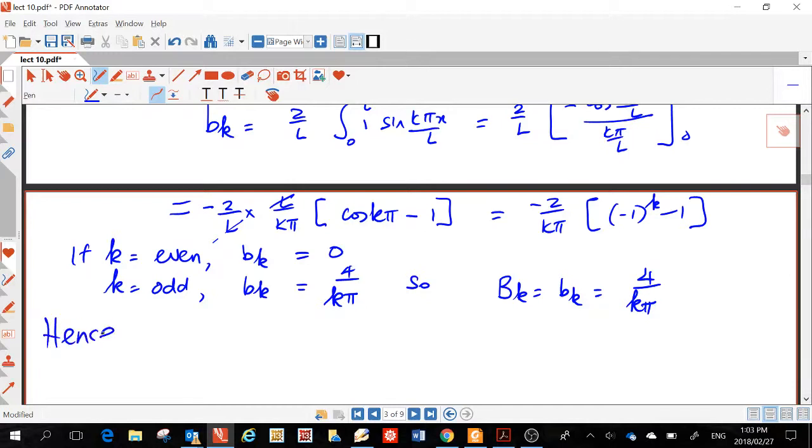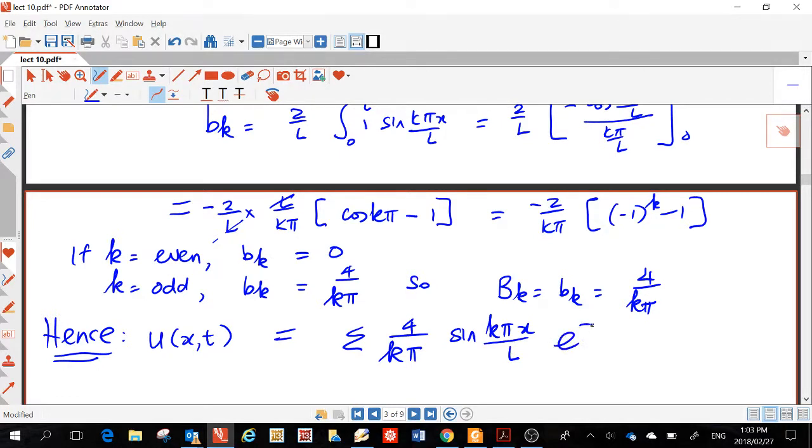Hence, in conclusion, u of x,t is sigma bk, which is 4 over k pi, sine k pi x over L, e to the minus alpha k squared pi squared over L squared t, and k equals odd. So if you expand the series, that will give you the temperature profile inside the rod after time equals 20 seconds and for a certain x value.